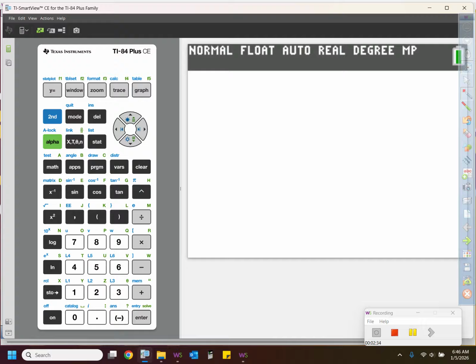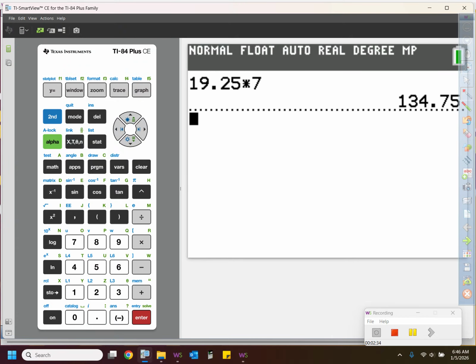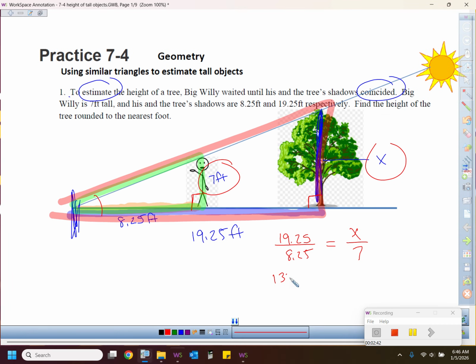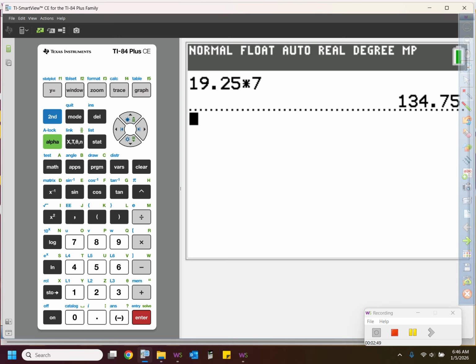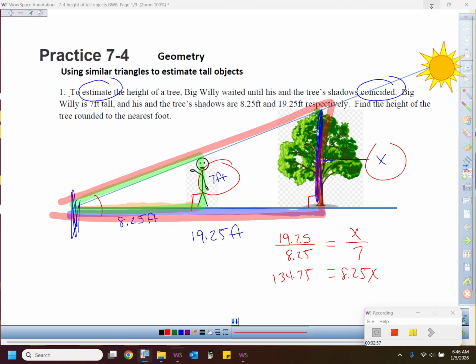I'll do 19.25 times 7, and I got 134.75, and that's going to equal 8.25x when I cross multiply, and then we will divide by 8.25, and I got 16.3 repeating. So I'm going to write it down like that: x is about 16.3 repeating, but it says round to the nearest foot, so math rule says since that's 0.5 or less, it's going to be about 16 feet tall.